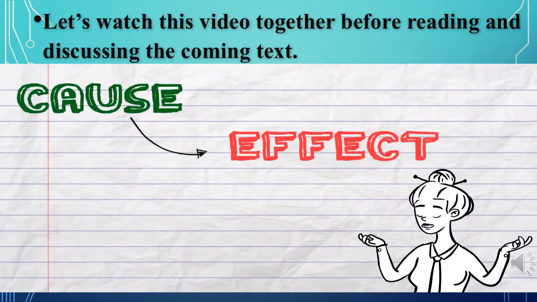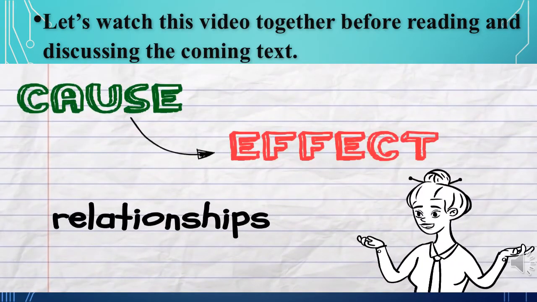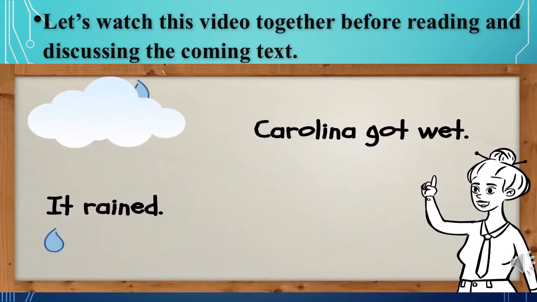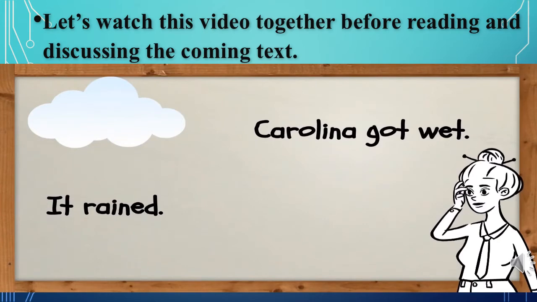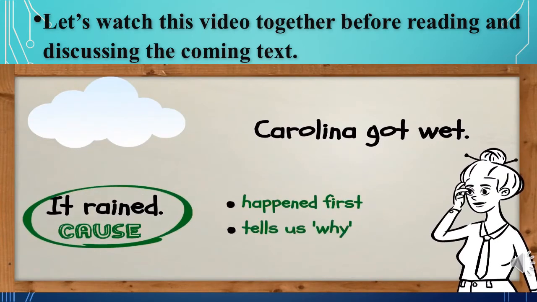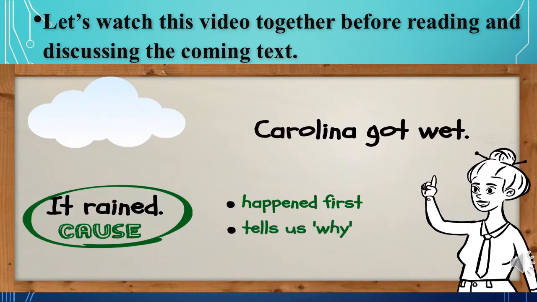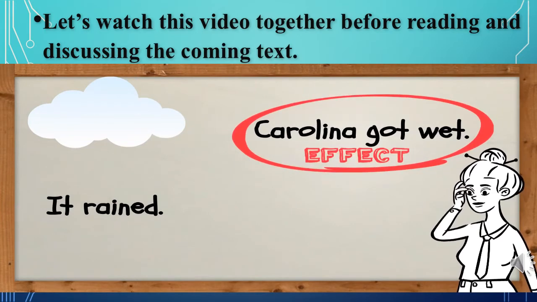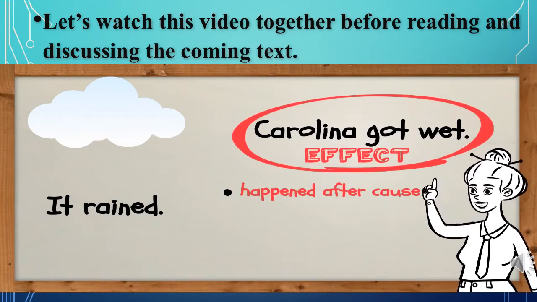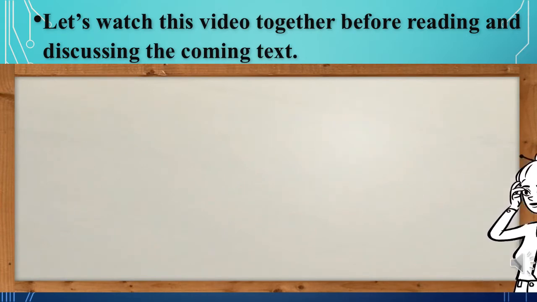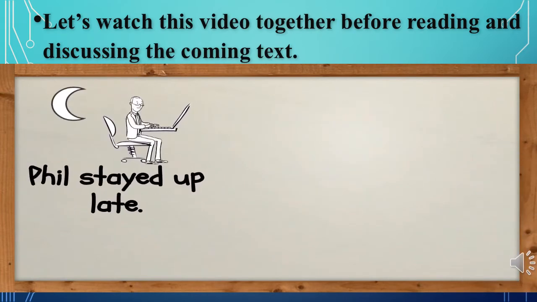Let's look at some cause and effect relationships. It rained. Carolina got wet. It raining is the cause because it must have occurred first and because it tells us why Carolina got wet. Carolina getting wet is the effect because it had to have happened after the cause and it tells us what happened.